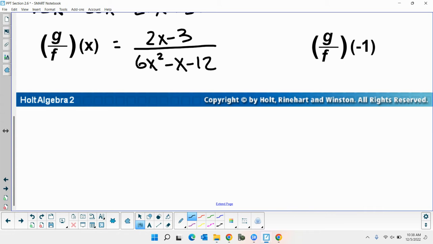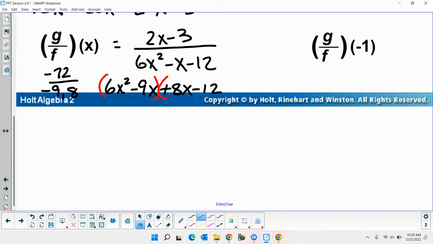Yes, 6 times negative 12. We multiply, which is negative 72. And what factors of negative 72 add up to negative 1? Negative 9 and positive 8, right? So what we did is we rewrote them as 6x squared minus 9x plus 8x minus 12. And then we grouped it, remember?